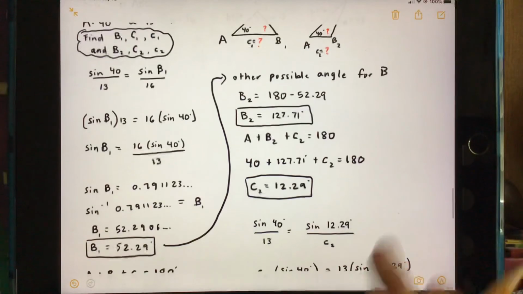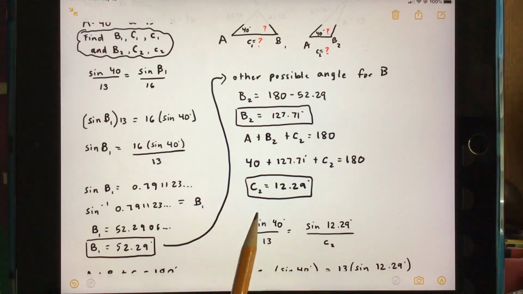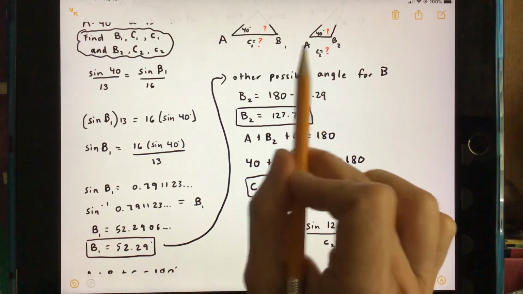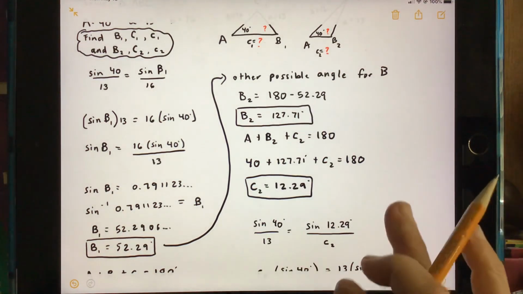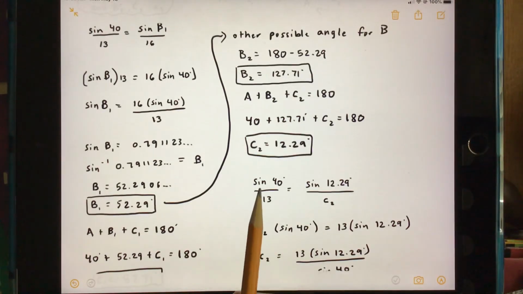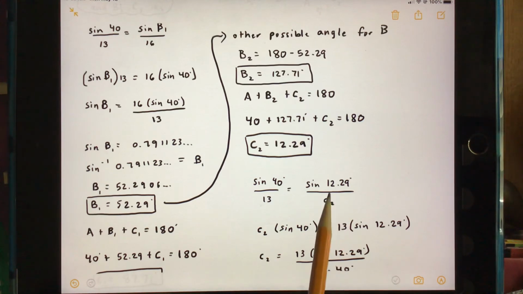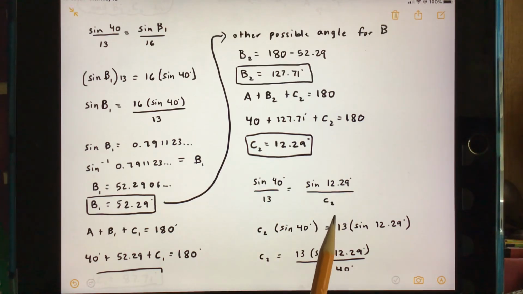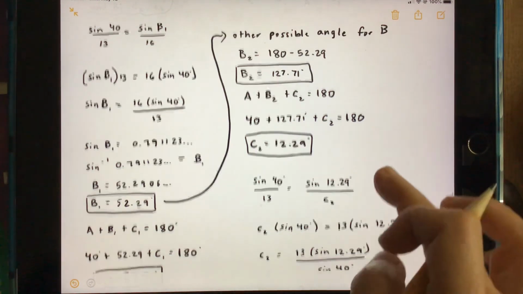Okay, so what's our next step? Well, we have our B2 angle and our C2 angle. So our last step for our second triangle is to find the length of C2. How long is it from A to B? What is our C2? Use our law of sines. Sine of A, 40 degrees, over A, 13, is equal to sine of C2, which we just figured out, 12.29 degrees, over C2. That's our length measurement of our short side of our triangle.